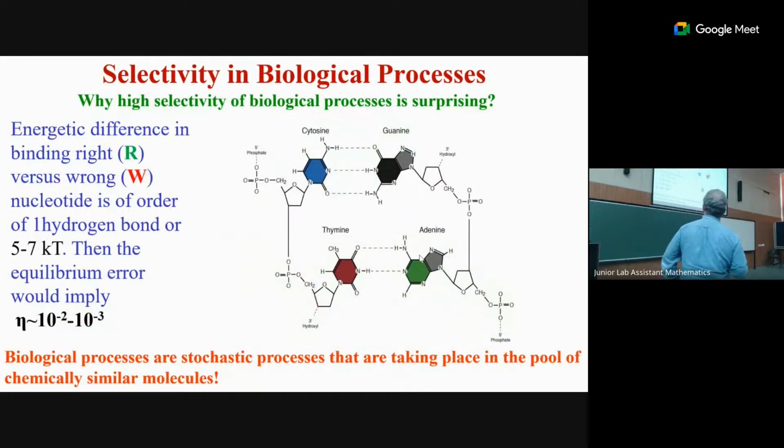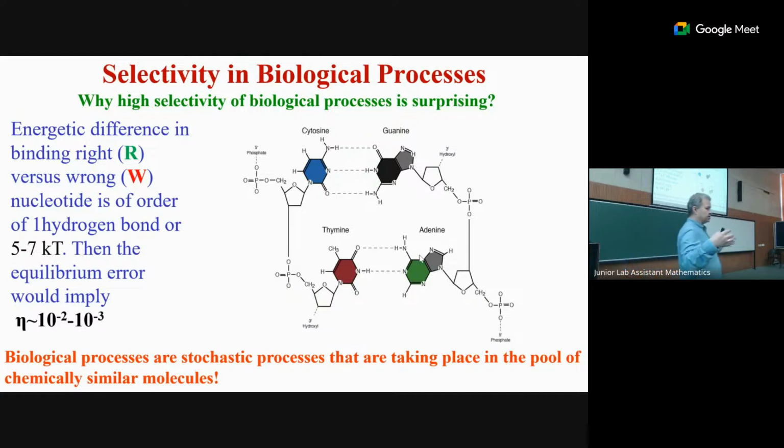Why am I saying that this is actually surprising? The reason is, let's come back to the example of DNA replication, right? So DNA is a heteropolymer consisting of 4 different types of nucleotide: cytosine, guanine, thymine, adenine, and the picture shows you that they're chemically very similar. They're not exactly the same, but very, very similar. So in other words, the wrong one can attach and can be more or less stable. So the difference between right versus wrong comes in order of 1 hydrogen bond, which is several kT units.